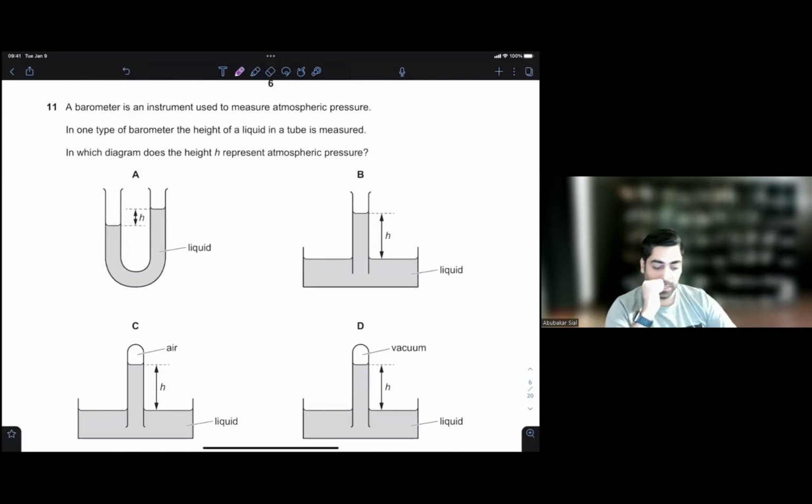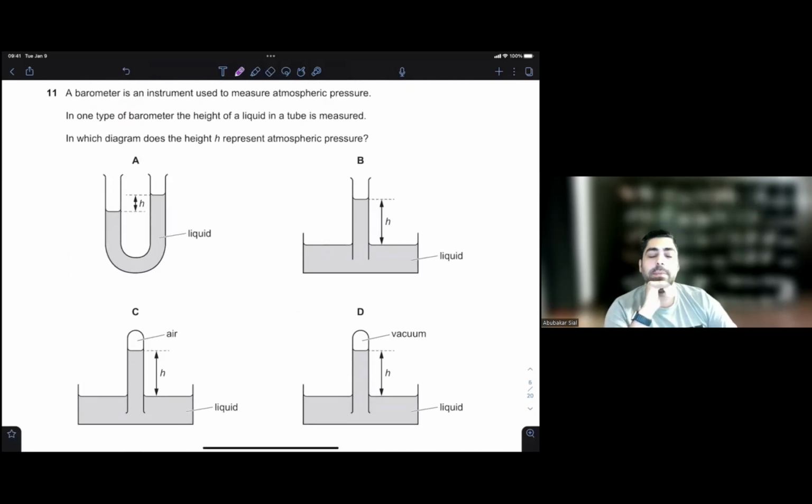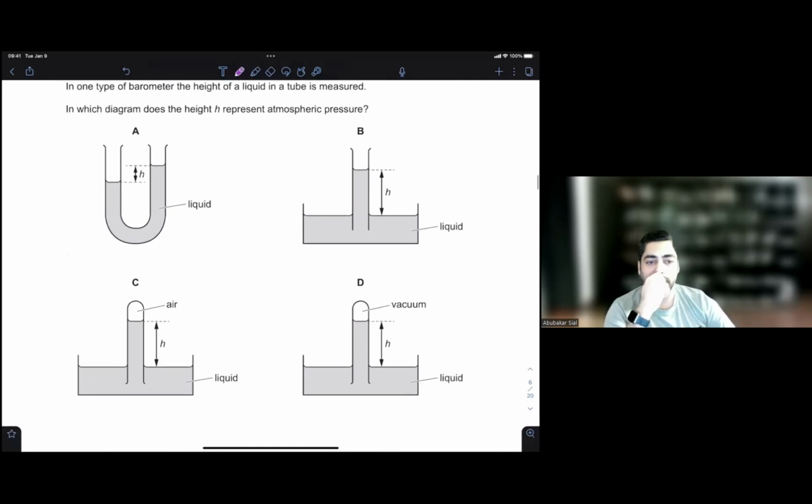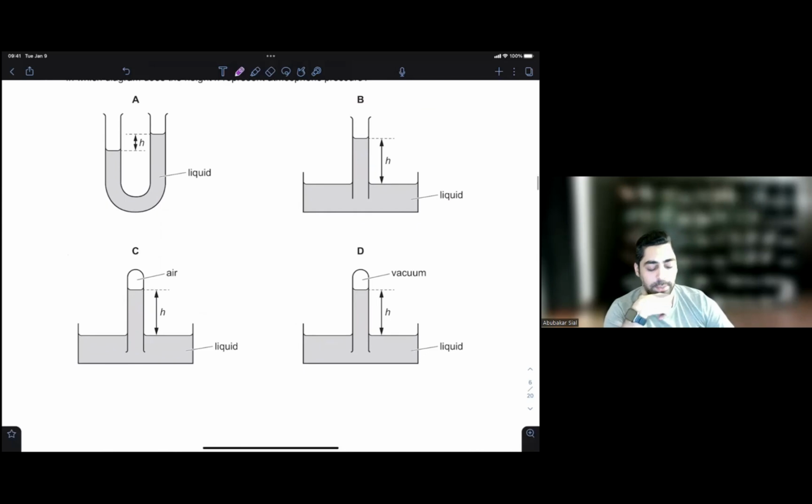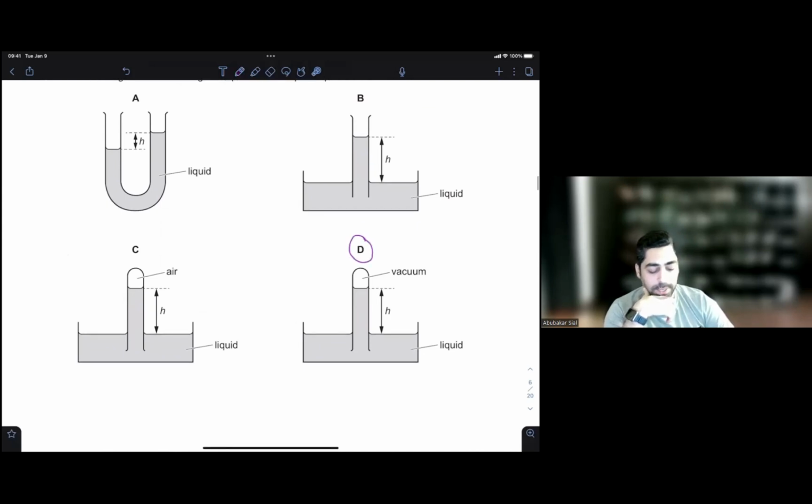Number 11, it says, in which diagram does the height h represent atmospheric pressure? Pretty straightforward question, and we just have to see what's the height we're going to go with. It's definitely D. Why is it D? Because you start from the surface of the liquid, you go up to the point where the liquid ends, and above it, you must have a vacuum.